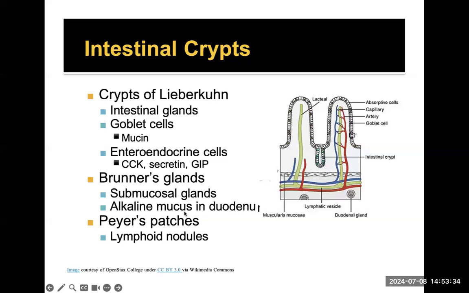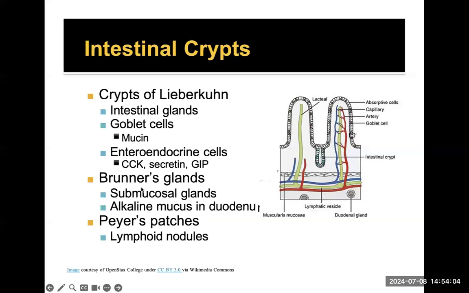Then we have intestinal crypts. So you have the villus that goes up, and then the intestinal crypt is the one that dips down. This is the crypt of Lieberkühn. So it's an intestinal gland where you have goblet cells that release mucus, but then you also have the enteroendocrine cells that release some hormones like cholecystokinin or CCK, secretin, and GIP, which is like a glucose-induced phosphate.